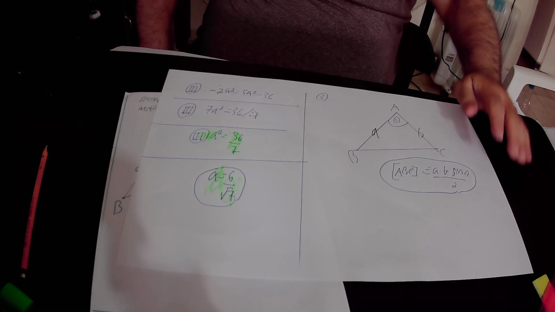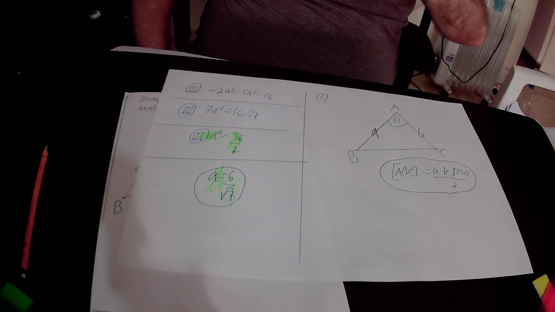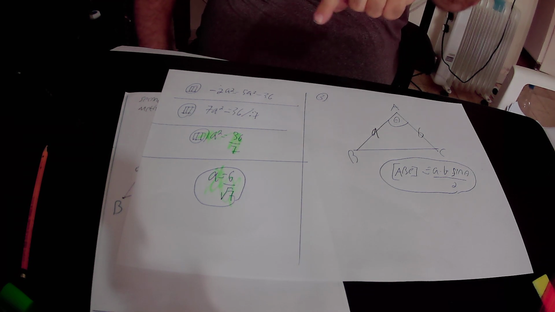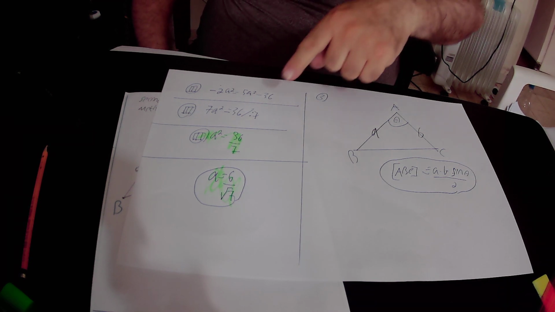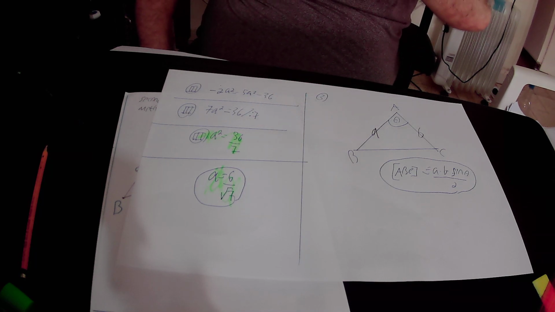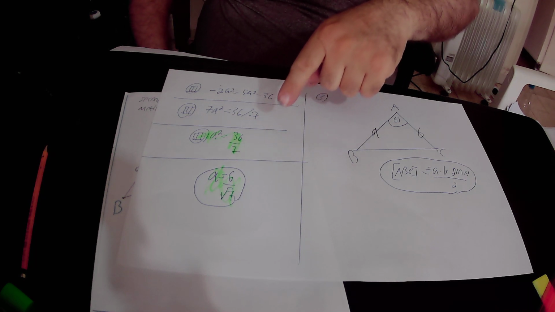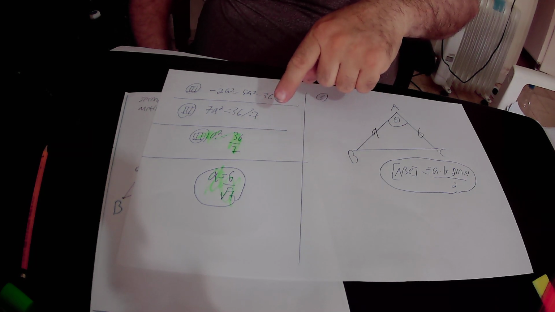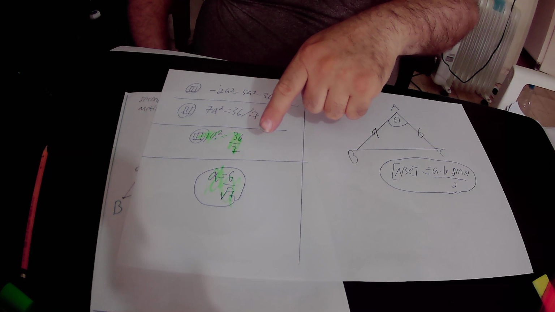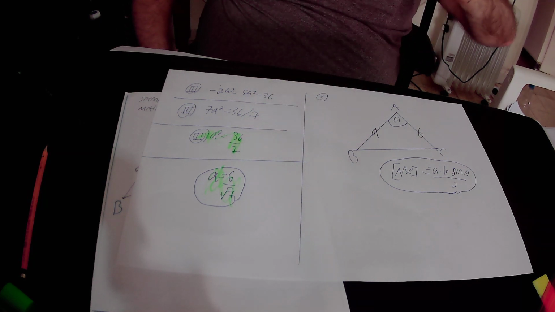5A squared plus 2A squared is 7A squared. That is equal to 36. We divided this equation by 7, and we found out that A squared equals 36 over 7. We took the square root, and we found out that A equals the square root of 36 over 7, and 36 is 6. So in conclusion, we found out that A equals 6 over square root of 7.